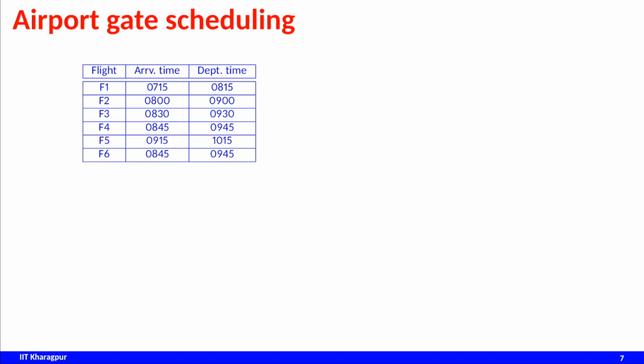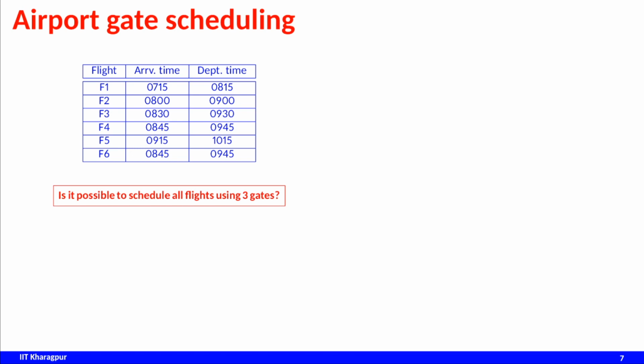Let us look into another problem, which is airport gate scheduling. We have a set of flights and they have an arrival time and a departure time. For every flight we know the arrival time and the departure time, and what we need to do is use a set of gates through which we have to schedule all of this. So the question is, is it possible to schedule all the flights using 3 gates?